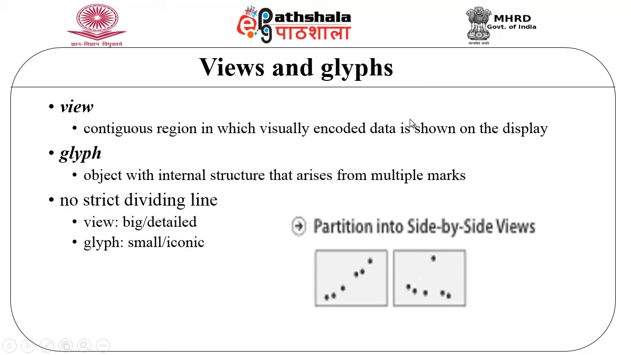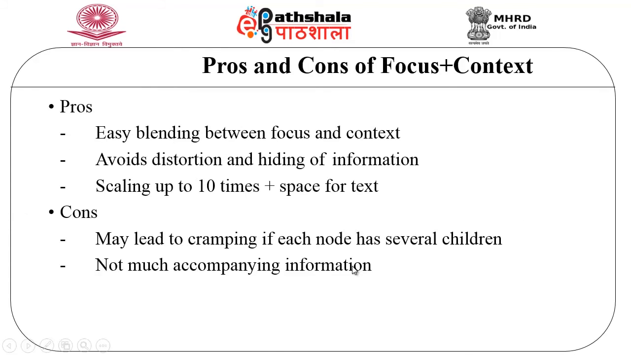In the case of views and glyphs, we need to look at the contiguous region in which the visually encoded data is shown on the display, which is a side-by-side view as such. In glyph, the objects with internal structure that arises from multiple marks are shown. There is no strict dividing line as such. So if you look at it, a view is big or detailed. In the case of a glyph, it is small or iconic in nature.